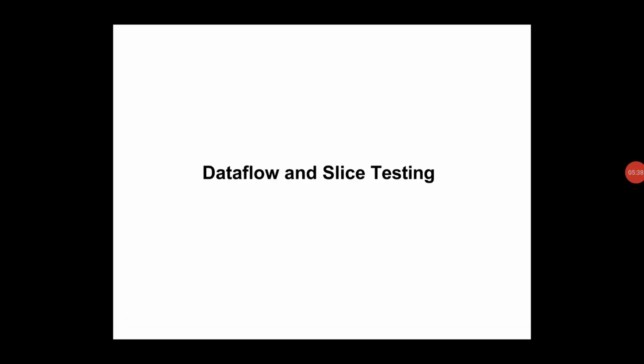Now we are going to discuss the other approach, the third part. The first part was statement coverage, branch coverage, and condition coverage. The second part was path testing. This is the third and last part, which is related to data flow testing as well as slice based testing.